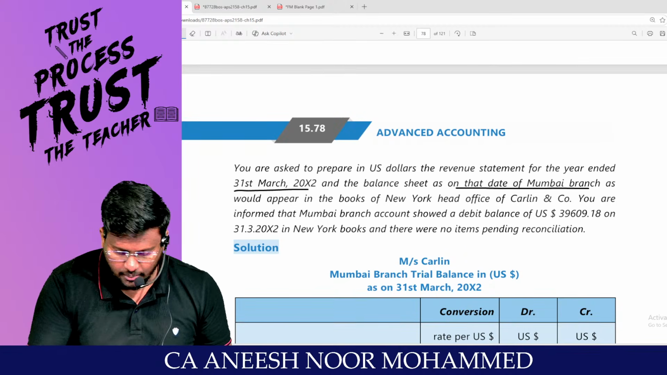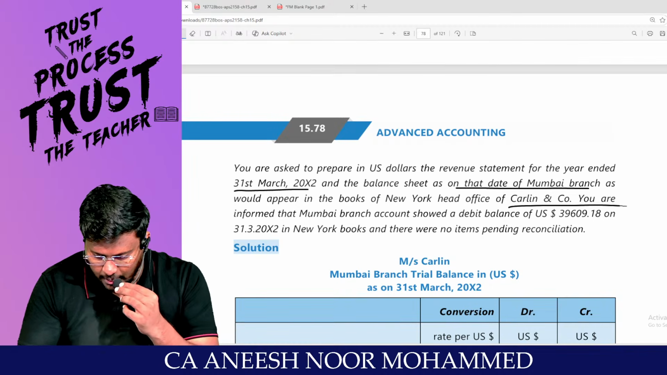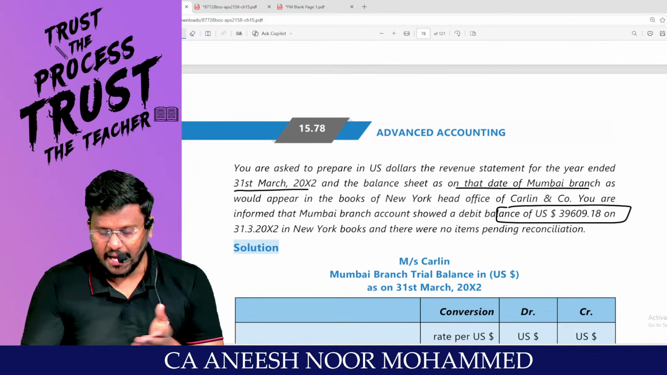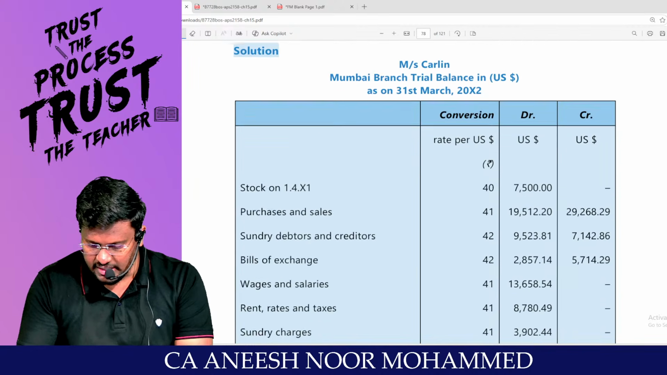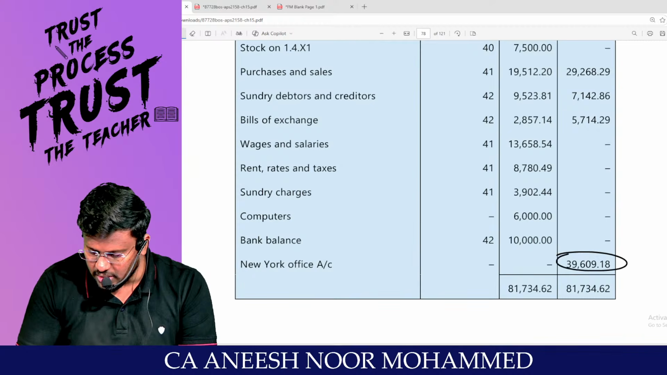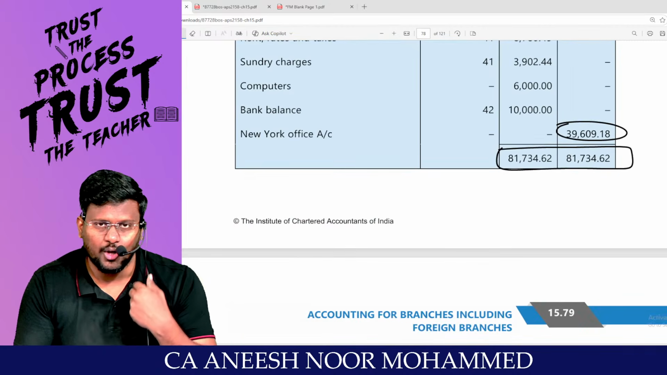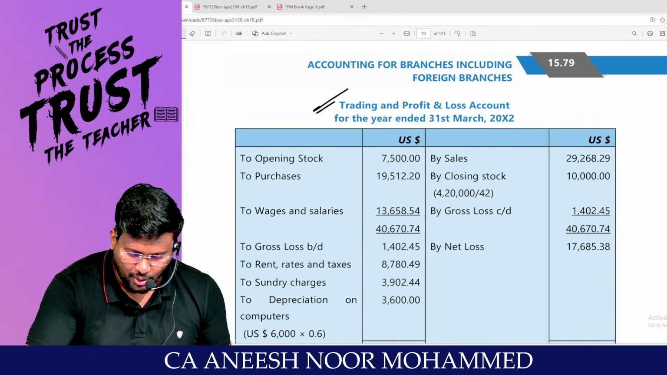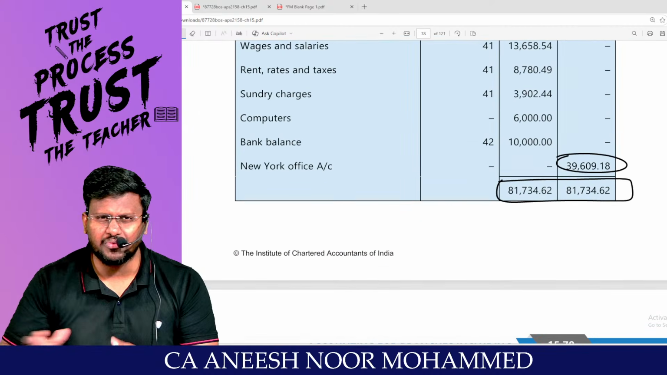You are asked to prepare the US dollar revenue statement for the year ended 31st March and the balance sheet as on that date, Mumbai branch. It would appear in the Carl & Co. books. You are informed that Mumbai branch account showed a debit balance. That is the actual amount. Instead of taking this figure, take that, 36,609. If you prepare, your trial balance will be tallied. Once your trial balance is tallied, we know very well how to prepare the trading account, P&L account and balance sheet. It will not even take 30 minutes to prepare.